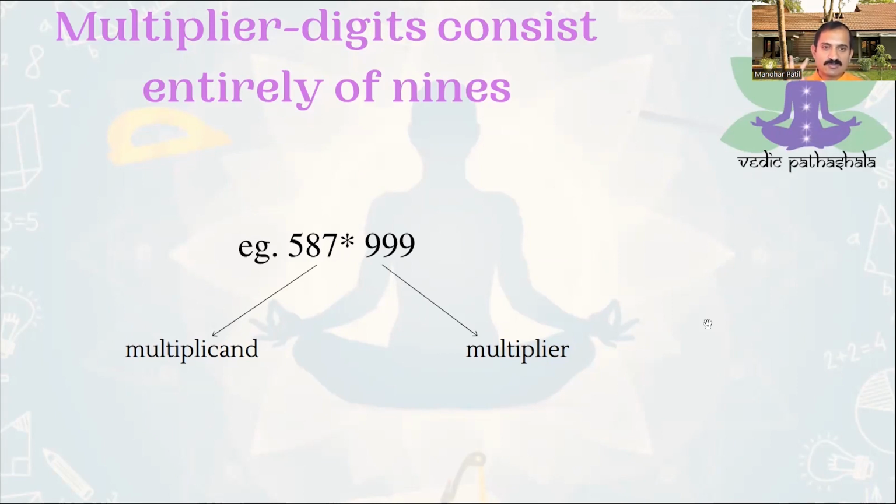Before that, two terminologies are important: multiplicand and multiplier. The digits to which we are multiplying is called as a multiplicand, and the number through which we are multiplying is called as a multiplier. So in this case, multiplier is all 9s.